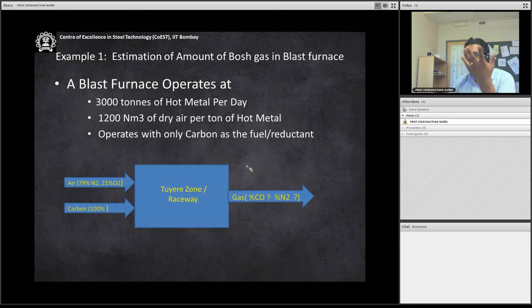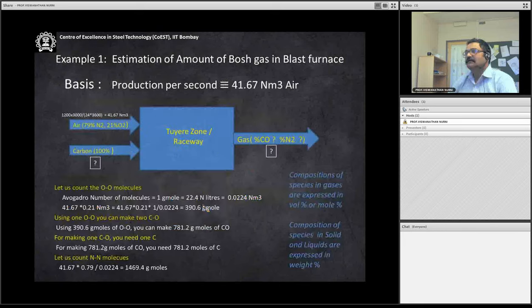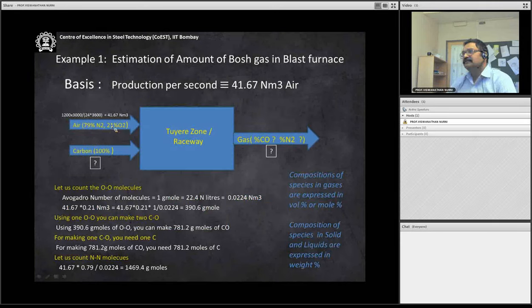So these are the inputs, and what we are having, we again know from thermodynamics that what comes out from the raceway in front of the blast furnace tuyere is basically CO, and nothing much happened to nitrogen, so nitrogen comes out as it is. So hence, we have been given how much amount of air is being fed. So let us take a basis of per second, because I am interested in finding out how much gas is actually flowing through the Bosh of the blast furnace. So it's a volumetric flow, suppose I am interested.